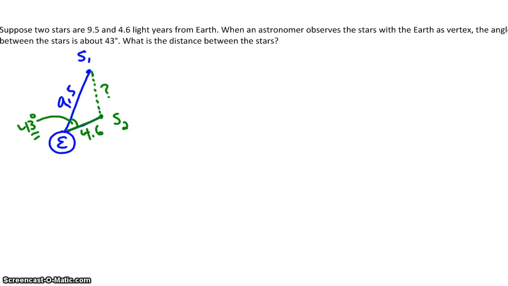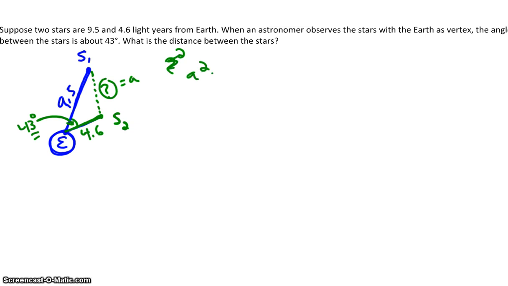This final example has an observer here on Earth looking at two stars, one that is 9.5 light years away from the Earth, and the other in green that is 4.6 away. So I'll call this star 2 and the other one star 1. Now the question is, how far apart are the stars? And we were given this 43 degree angle. So what that tells me is I'm going to find this question mark, which I'll call A.